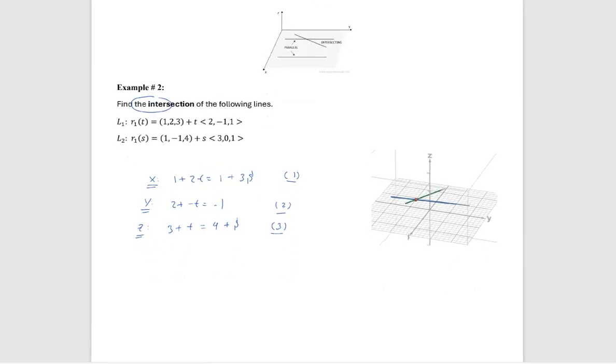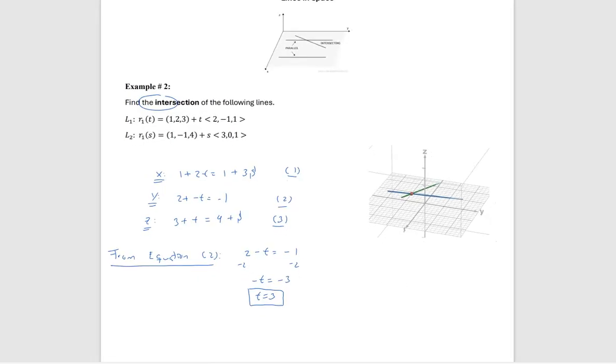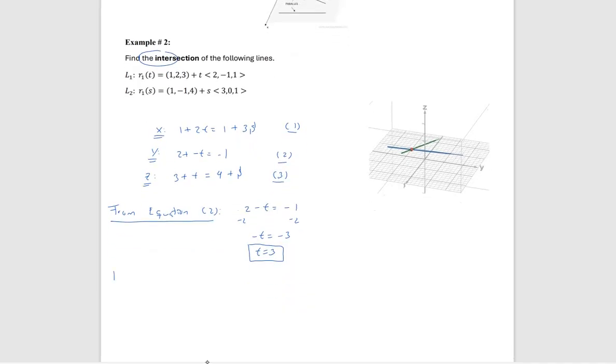And notice that from equation 2, you have that 2 minus t is equal to -1. Or if we subtract 2, negative t is equal to -3, or t is equal to 3. Now at this point, once you identified one value from the system, then we can find the actual value of s.